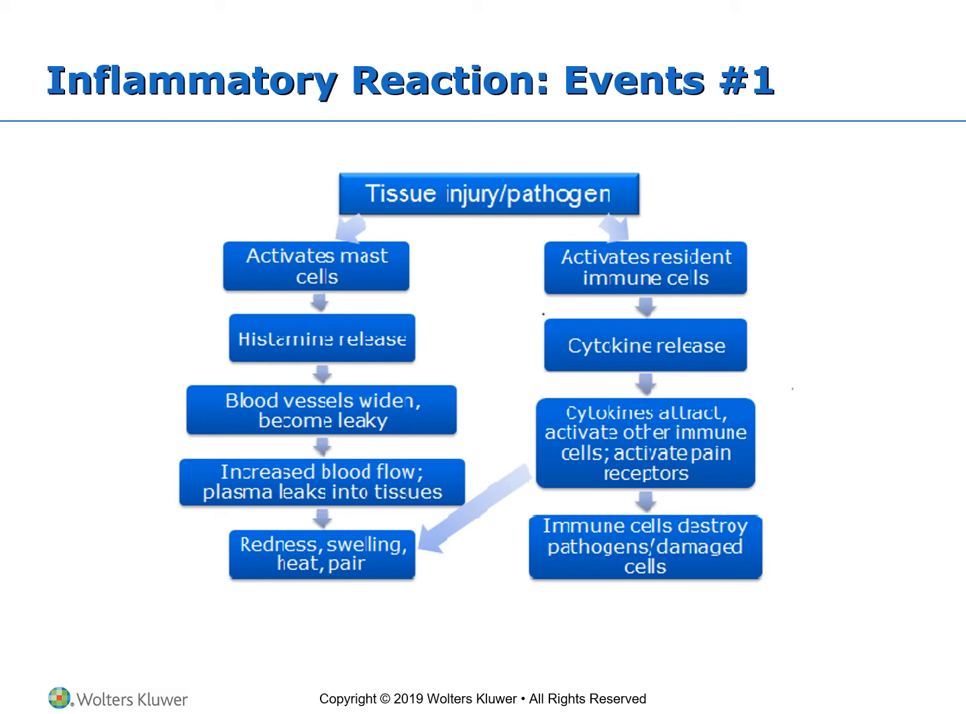The other chain of events that start with a tissue injury or the presence of the pathogen will be the activation of the resident immune cells. And those resident immune cells will start to release cytokines. And the cytokines will attract and activate other immune cells. And in addition, they will activate pain receptors. So there will be pain felt by the patient at the level of the inflammatory response. In terms of clinical image, we'll see again redness, swelling, and heat in addition to the pain.